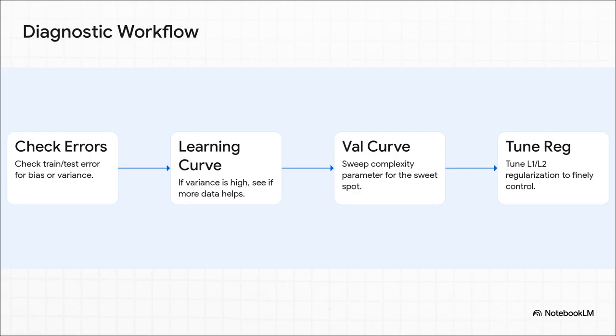Regularization acts like a continuous dial, letting you slide smoothly along the bias-variance curve until your error drops to its absolute minimum. This entire clinical process, it really only takes about 10 to 15 minutes of compute time, and it completely replaces weeks of trial and error.